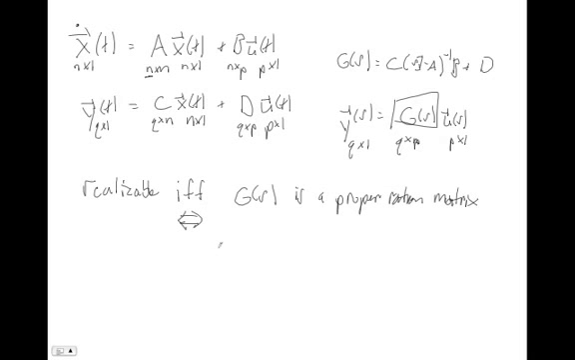So the question is, what does it mean to be a proper rational matrix? What a proper rational matrix means is that each of the little sub-transfer functions are themselves proper rational transfer functions. So what does that mean? Remember that G of S is really full of a bunch of little single input, single output transfer functions. So let's focus on just one of these little transfer functions for a moment.